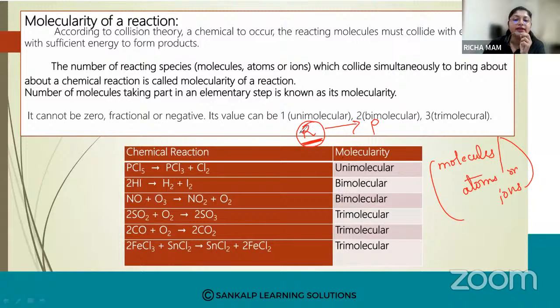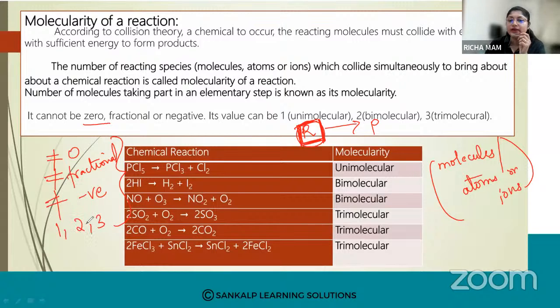So the molecularity depends on what? It depends upon the number of reacting species. And this molecularity of a reaction cannot be zero, it cannot be fractional, and it cannot be negative. It can have a whole number value: 1, 2, and 3, like that.